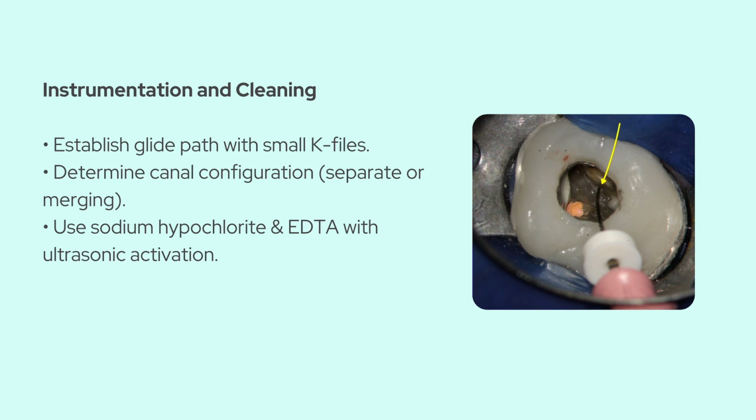When you're ready for instrumentation, use a crown down technique to gradually enlarge the canal. Frequent irrigation with sodium hypochlorite and EDTA is essential to remove debris and disinfect the canal. You might even consider using ultrasonic activation to enhance irrigant penetration.